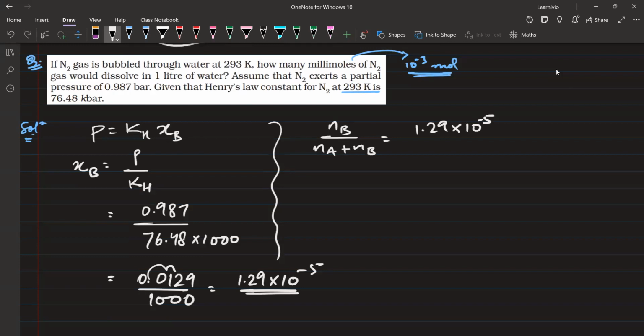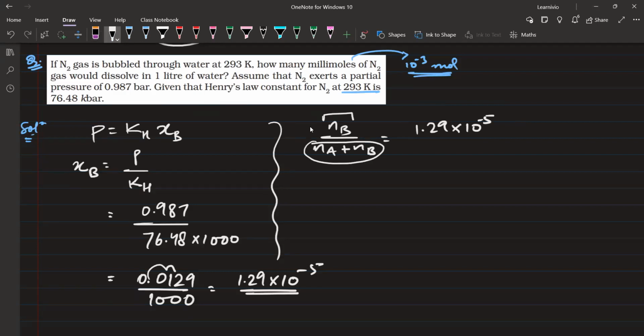Now the main part here is to understand this. Is this value small or is it very large? Tell me, guys. Very small. Very good, very small. Now, it will be very small only if this denominator here is very large and this numerator is very small. Does that make sense?